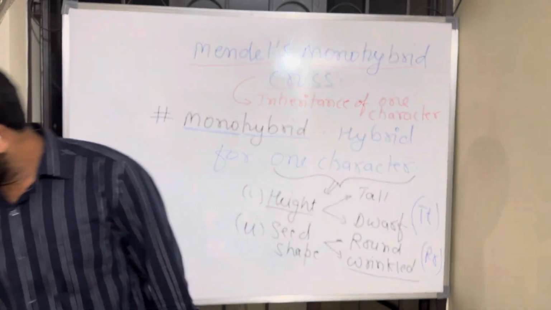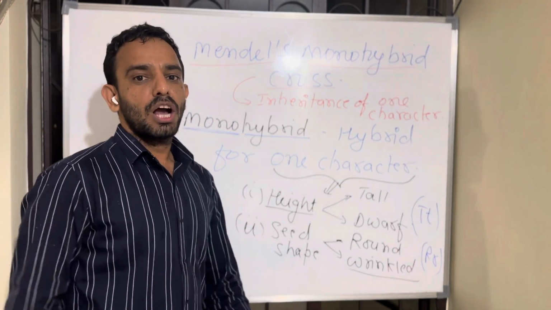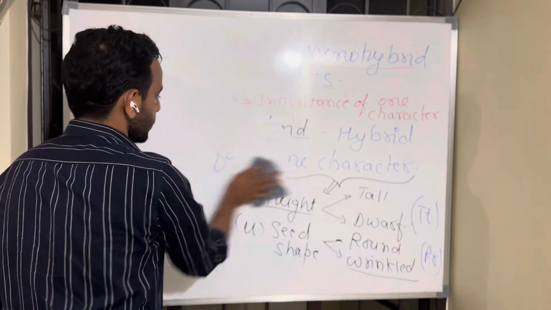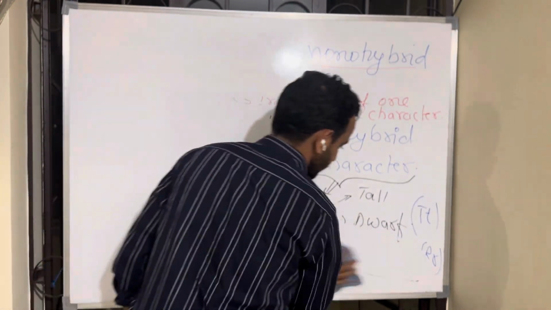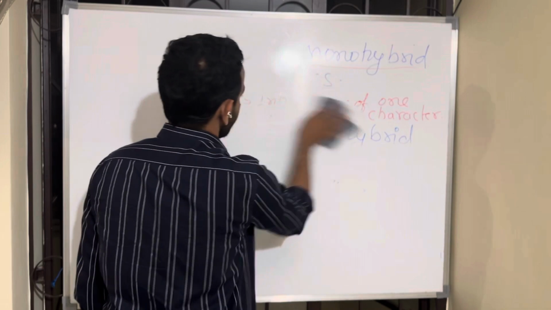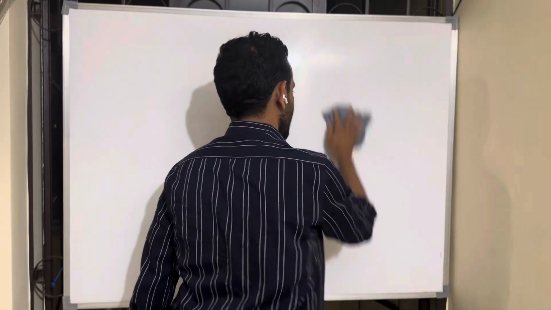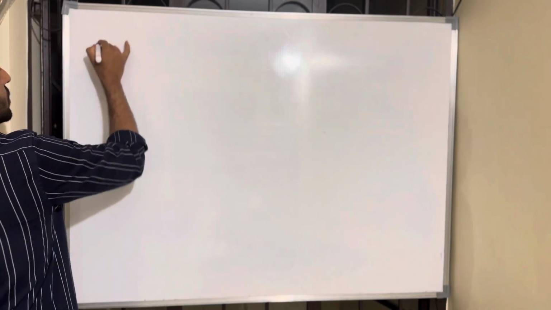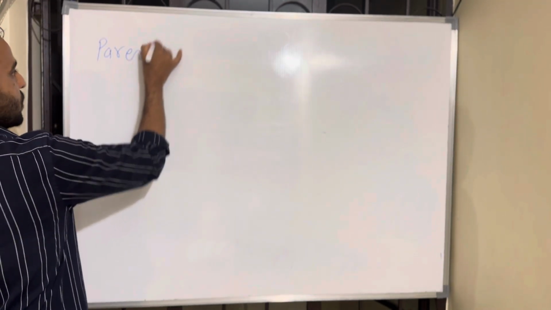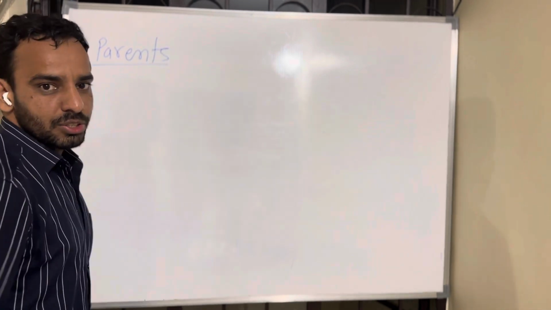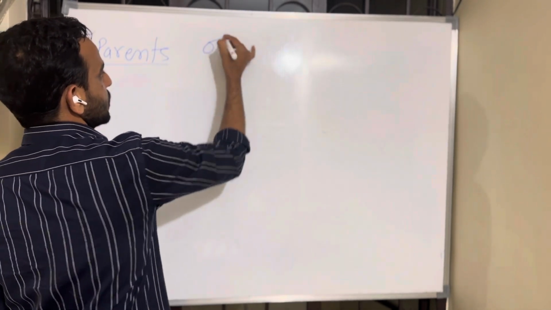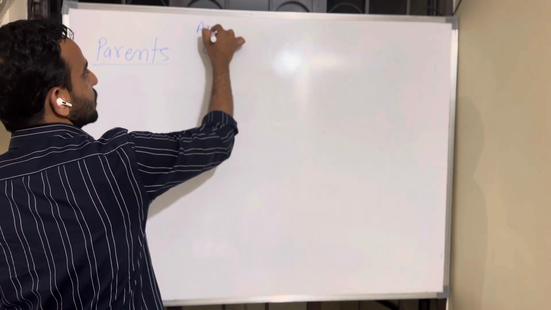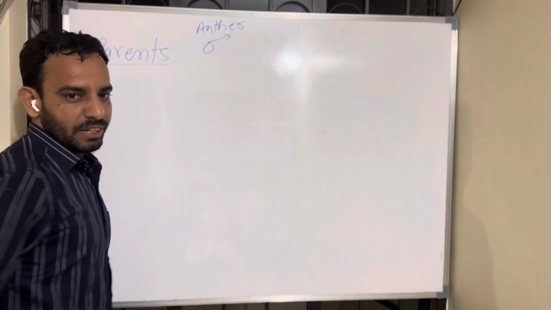Now let us see how we can derive different formulae based on this. In Mendel's monohybrid cross, first we take the parental generation. In the parental generation, let's say this is the male plant. Male plant means we take the anther, that means pollen grain.